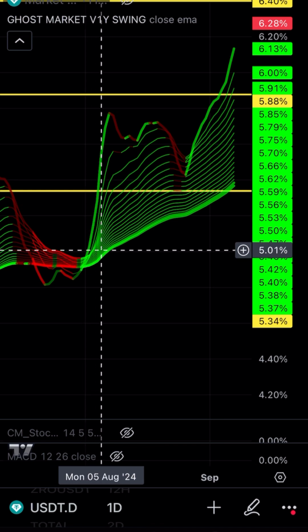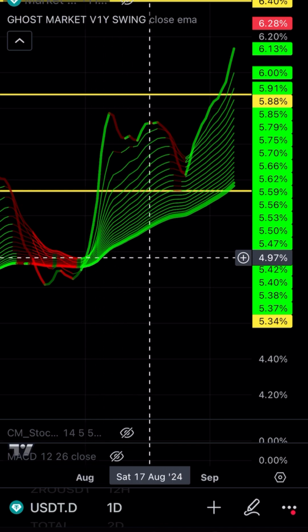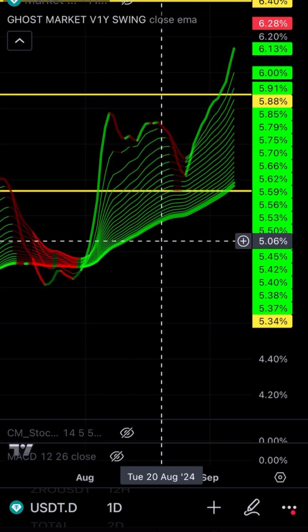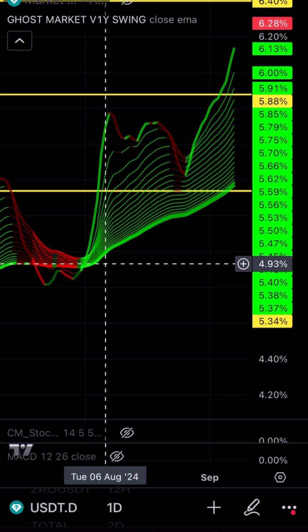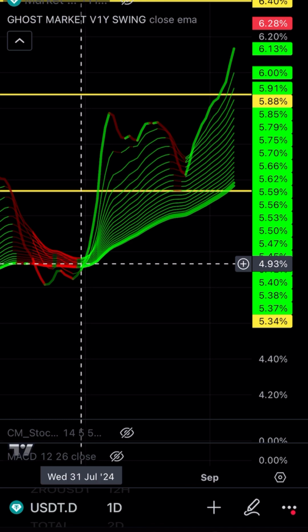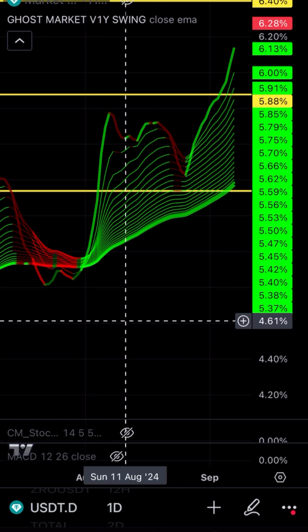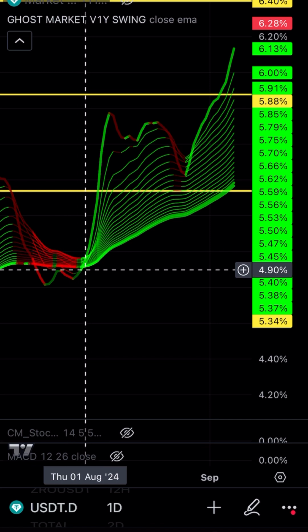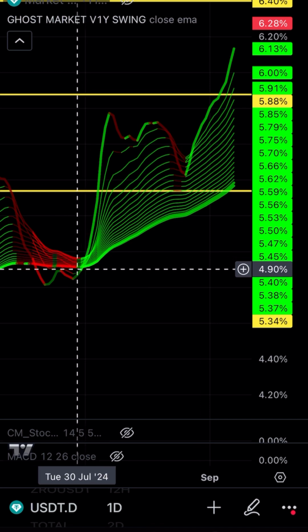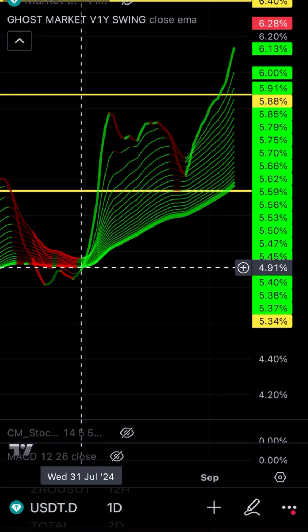The dominance does the opposite of whatever you're trading. Like for crypto, it'll do the opposite. So right here, we're going to look at a couple of times and compare them. Here we have the USDT dominance, and it shifted from down to up, to bullish, right here at this moment.